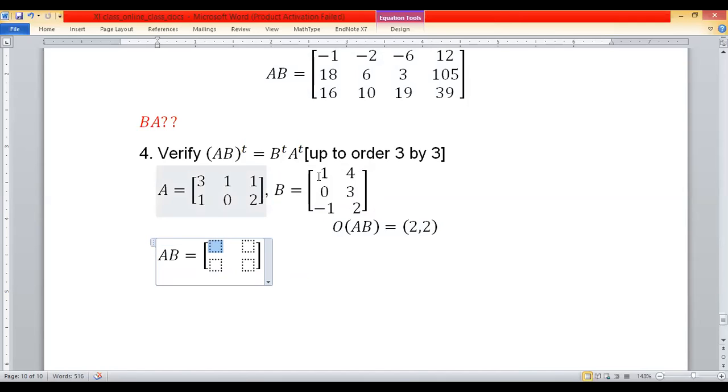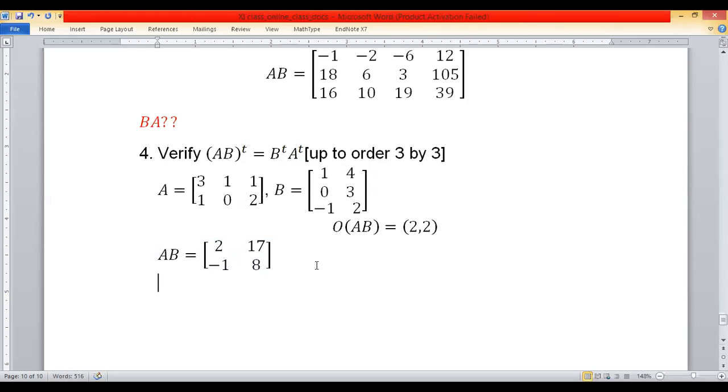So if you multiply 3 with the first row, 3 times 1 is 3, 1 times 0 is 0, 1 times minus 1 is minus 1. So 3 minus 1 is 2. Again, 3, 1 and 1, 4: 3 times 4 is 12, 1 times 3 is 3, and 1 times 2 is 2. So 2 plus 3 is 5, 5 and 12 is 17. 1 times 1 is 1, 0 times 0 is 0, minus 2. So this would be minus 1. 1 times 4 is 4, 0 times 3 is 0, 2 times 4 is 8. So this would be 8.